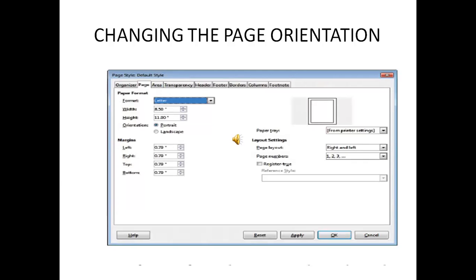To change the orientation or paper size, the following steps are used. The Format Page option is clicked. Next, click the Page tab if necessary. Next, select the necessary paper format from the Format drop-down list in the Page Format section, or enter the values in the width and height spin boxes. For changing the orientation, the portrait or landscape radio buttons are used.